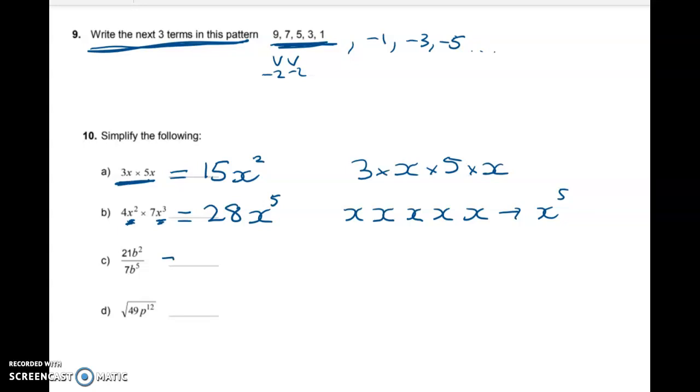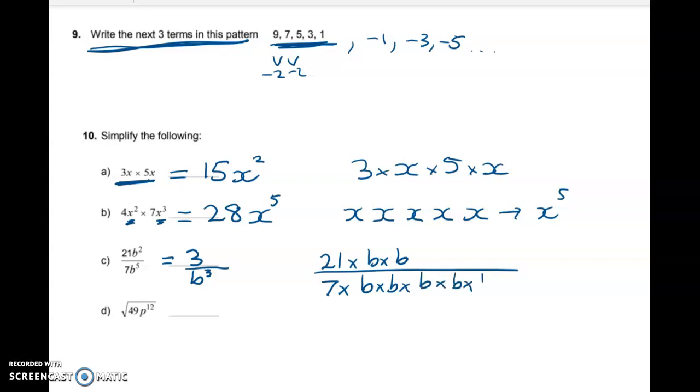The same idea in the next one. We've got 21b squared over 7b to the power of 5. So that gives me 3 over b cubed. I'm going to write that one out the long way over here as well. So we've got 21 times b divided by 7 times b times b times b times b times b. Simplifying, I get 3 here, and I end up with b times b times b here.